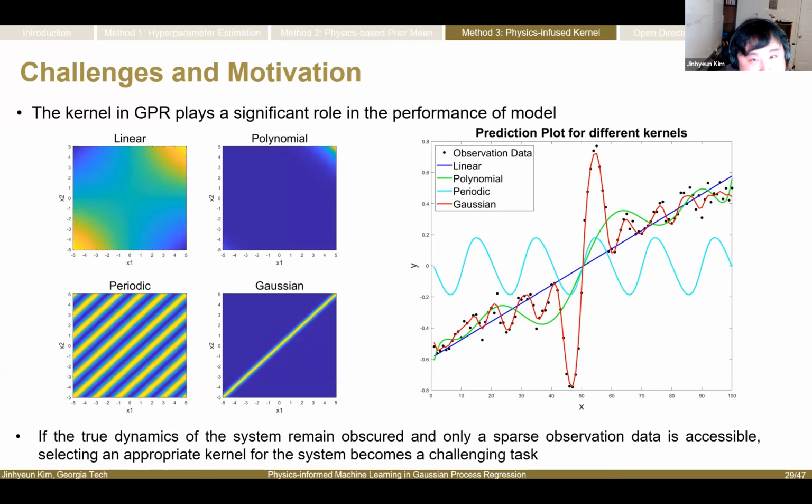And when you look at the right plot, which is a prediction plot using different kernels, even if we use the same observation data set, the dynamics is very different. However, in many engineering systems, the true dynamics of the system may remain obscure. And if only sparse observation data is accessible, selecting an appropriate kernel for the system becomes a challenging task.